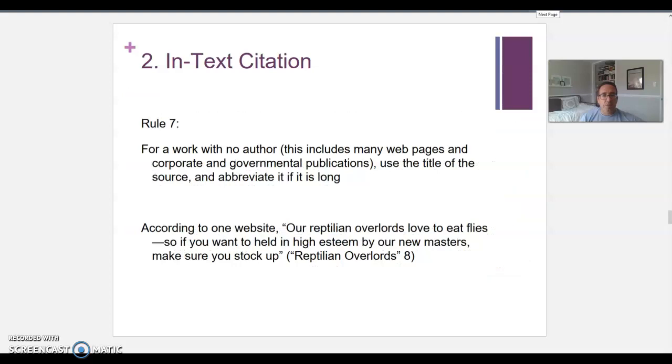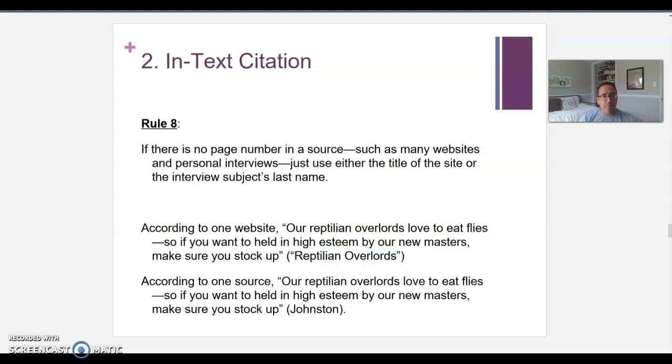Okay, Rule 7. If the work has no author, and this a lot of web pages and information we find online doesn't have a specific author, although you should be careful with that kind of information because it's often not as reliable, right? Use the article title, right? So in this case, the article is called Reptilian Overlords. There's no specific author listed on the website, so you just use the title, right?